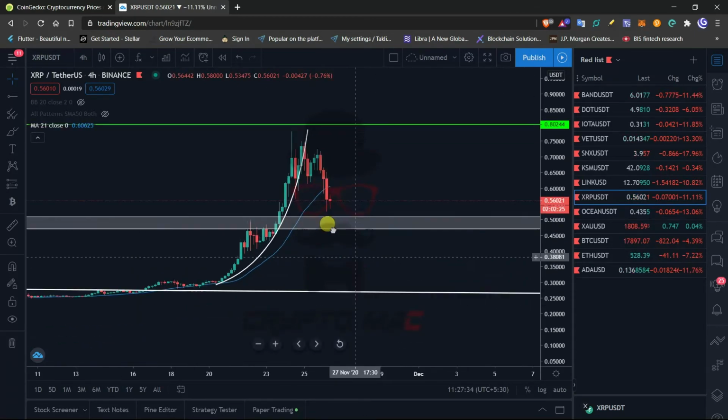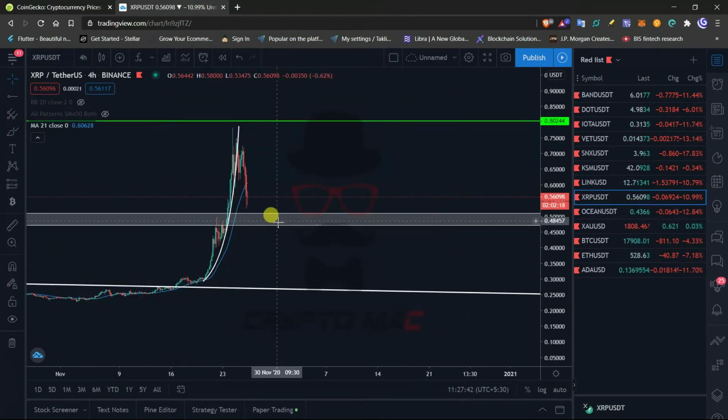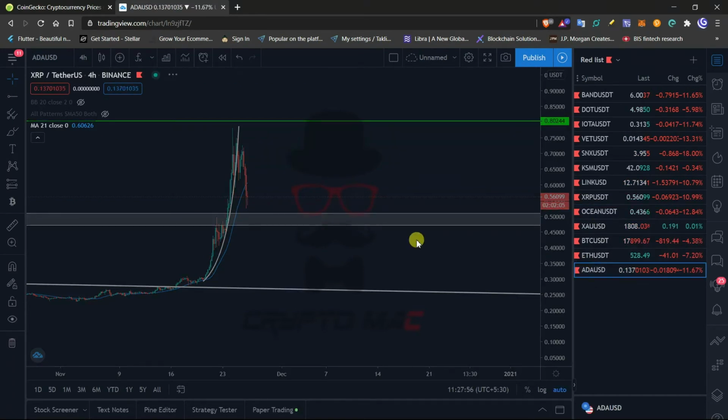And if it breaks, we can expect the price of XRP will drop to $0.28. So this is the next support zone. This is one of the important support zones. We have to break this support zone in order to move further downwards. If we break, we can expect $0.3 to $0.28 will be the next support zone. This is for XRP. And we have seen Cardano also the same thing.